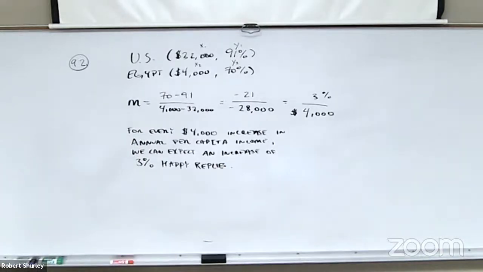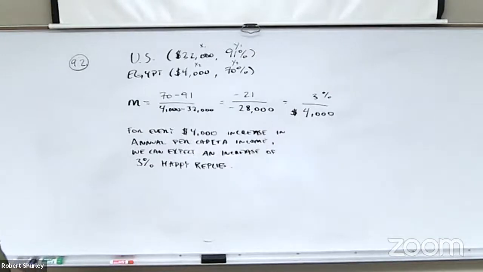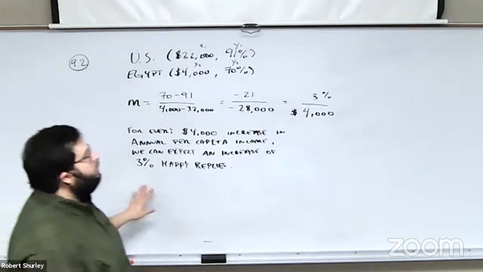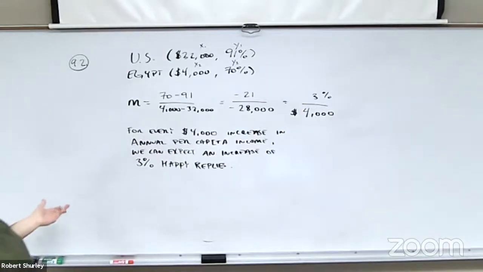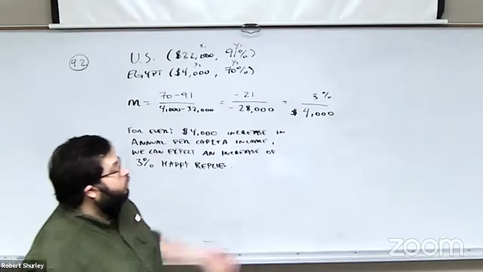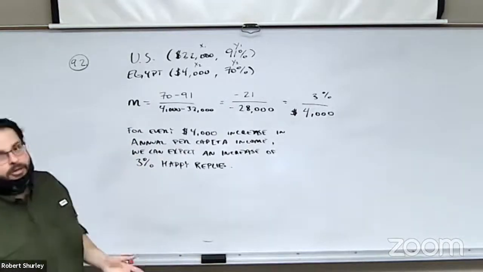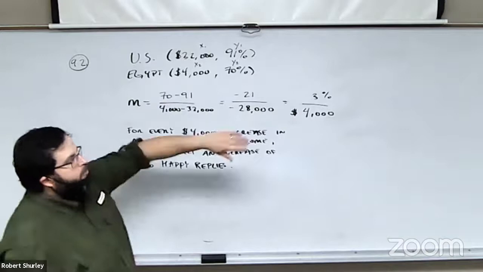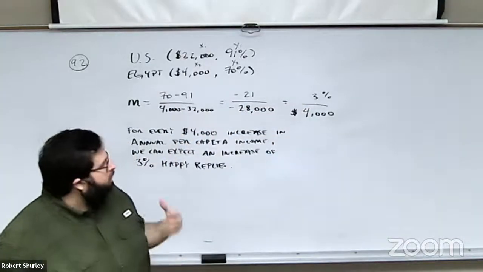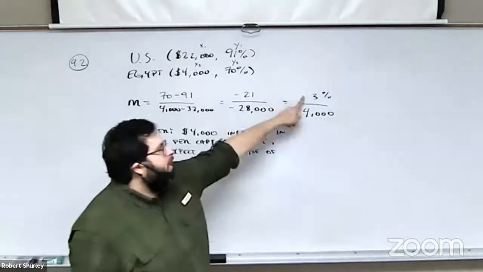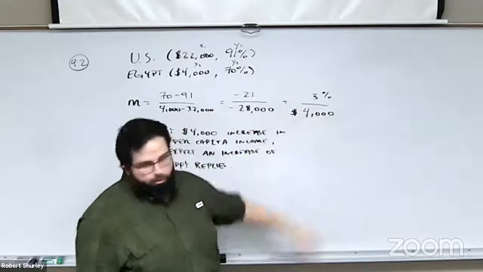For every $4,000 increase in annual per capita income, we can expect an increase of 3% happier replies. Now, both these are positive, so that's why they're increases. If one was negative, we would say it was decrease. Like, let's say for some reason it was counterintuitive, that if you made more money, you actually were less happy, right? More money, more problems. But if this was negative, it would be like for a $4,000 increase, it would go down 3%, right?